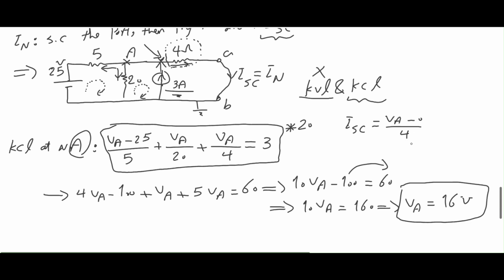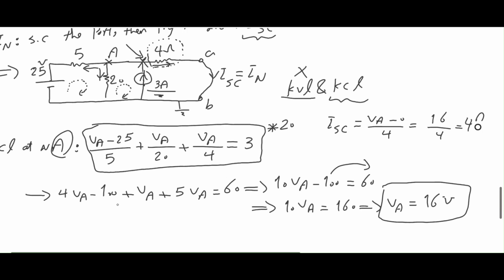I have VA, it's 16. So 16 minus 0 divided by 4, which is 4. There you go. My ISC, which is the same as my Norton current, is 4 amp.